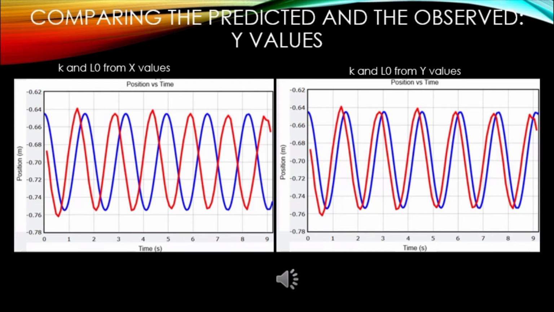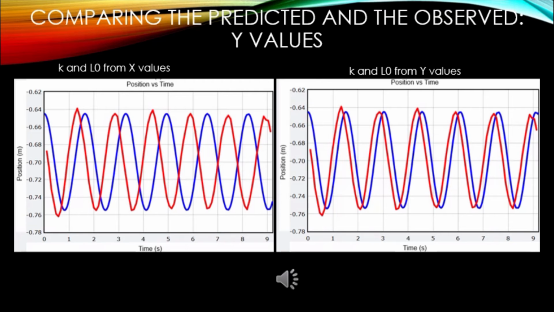Here is how my model compares to the system. On the left is the graph found using k and L naught from the x values, and on the right, the k and L naught from the y values. The red curve is the motion data from Tracker, and the blue curve is what my models predict. These 2 graphs are modeling the motion in the y dimension, and as you can see, using k and L naught from the y values is much more accurate.